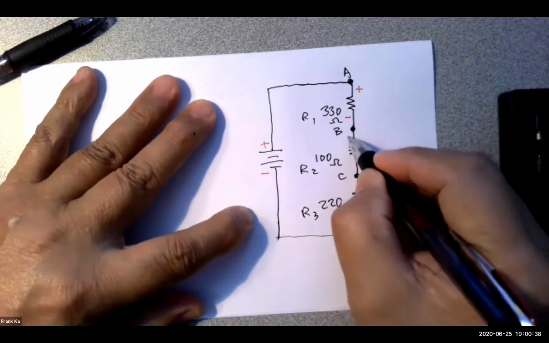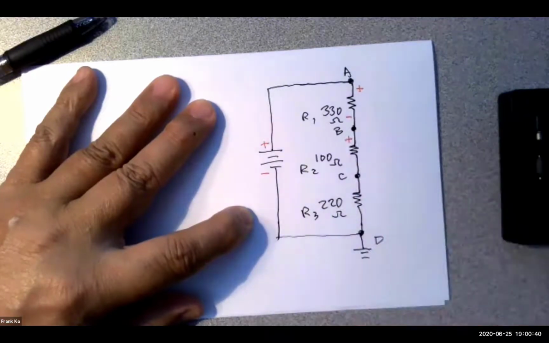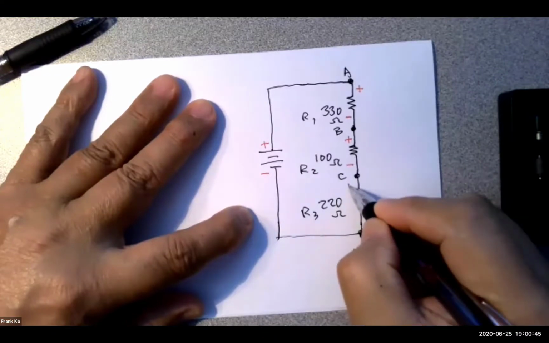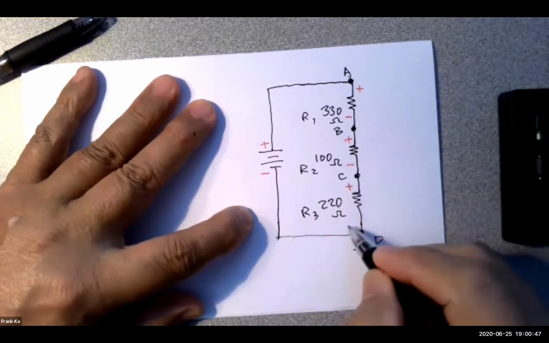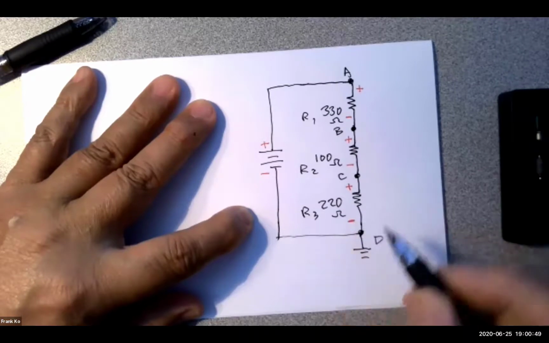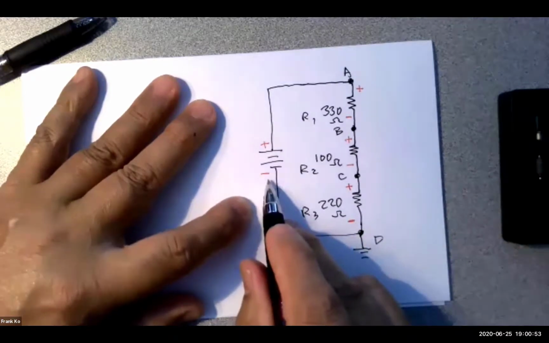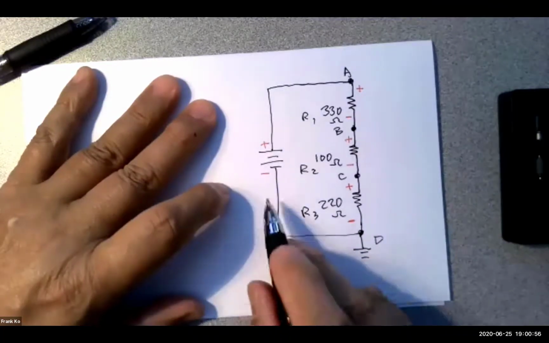The top of R2 is going to be positive. The bottom of R2 is going to be negative. The top of R3 is going to be positive. The bottom of R3 is going to be negative. And is this negative matching the attachment to the negative side of the source? Yes? So far, so good?